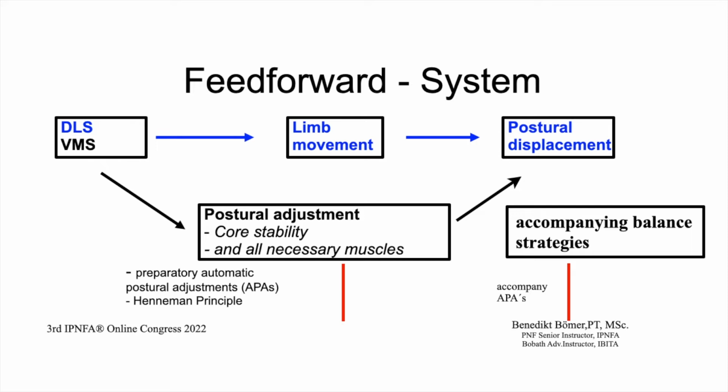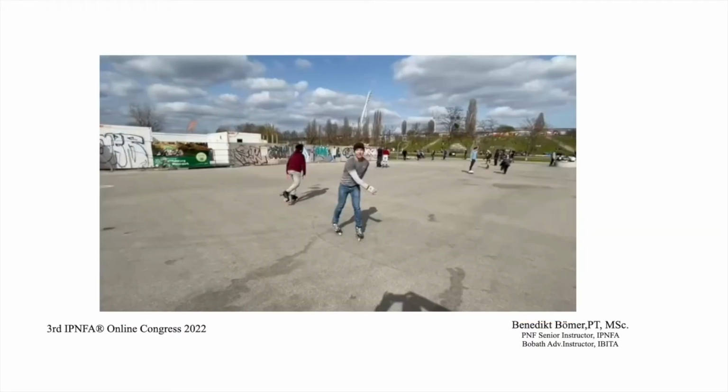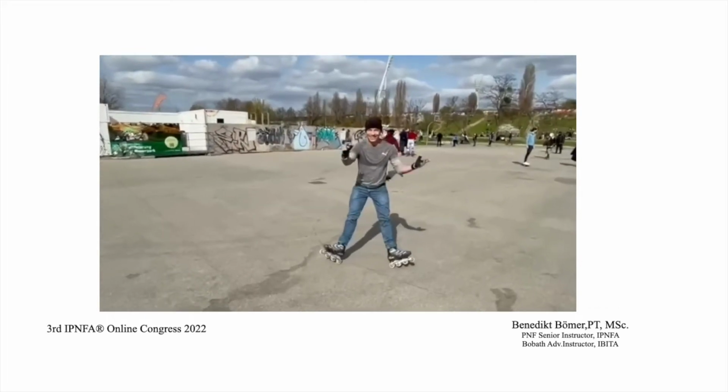From each muscle activity, I get a proprioceptive feedback back to the cortex via thalamus. And we can say in an automatic movement, the expected postural displacement can be compensated with preparatory and accompanying balance strategies. And this allowed us to do our fun sport.